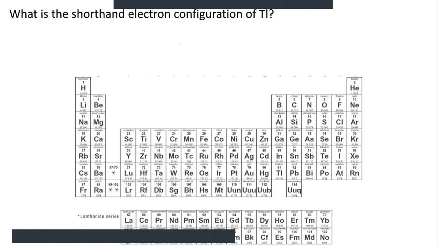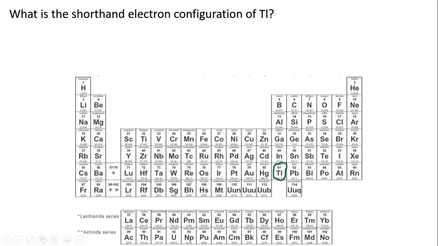Next, we want to know the electron configuration of thallium. So thallium is located on the sixth row. So first off, what's the preceding noble gas to thallium? That's right, it's xenon. So everything up to xenon we can write as xenon in brackets. Let's go ahead and do that. So that's the preceding noble gas.